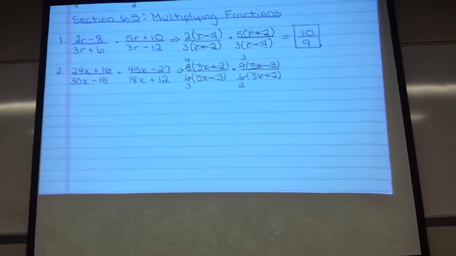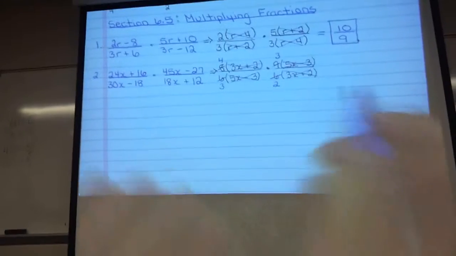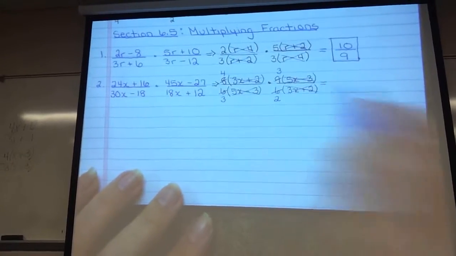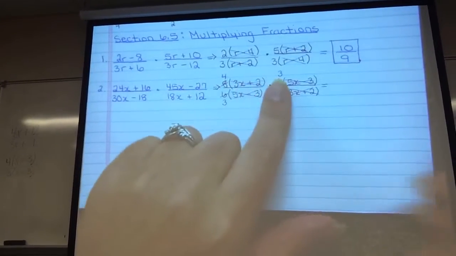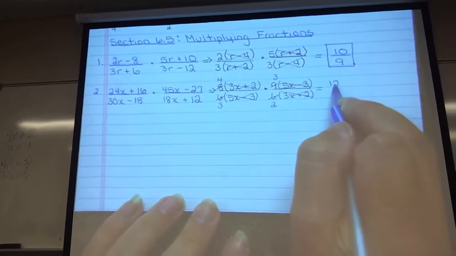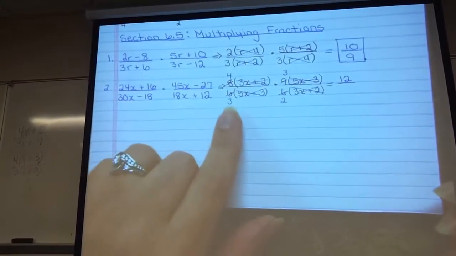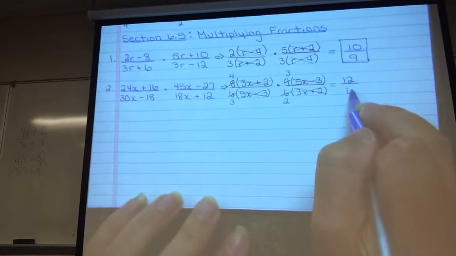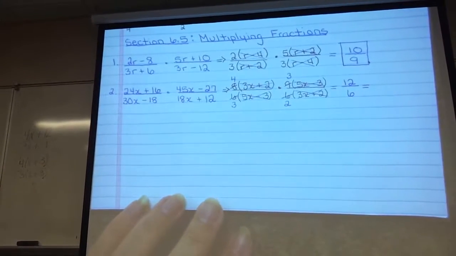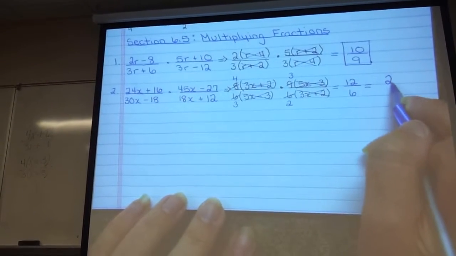You could do it again if you want, just because it's getting kind of crazy looking. Let me just go ahead and multiply straight across. We got 4 times 3 is 12, over 3 times 2 is 6. But how many times does 6 go into 12? 2. My final answer was 2.